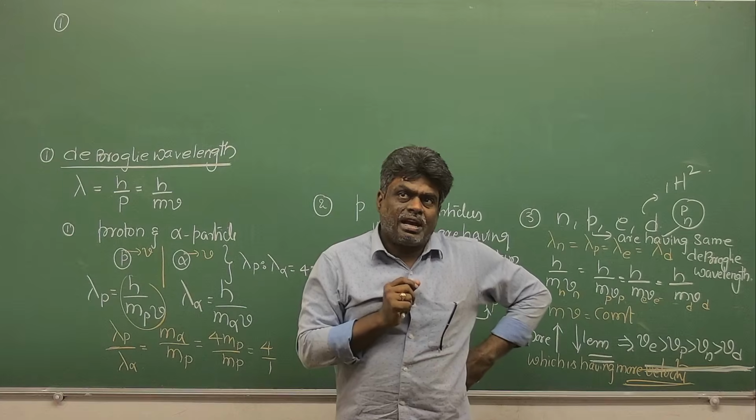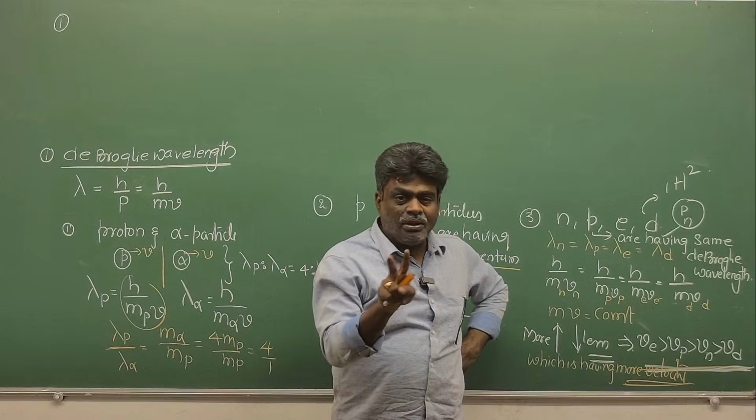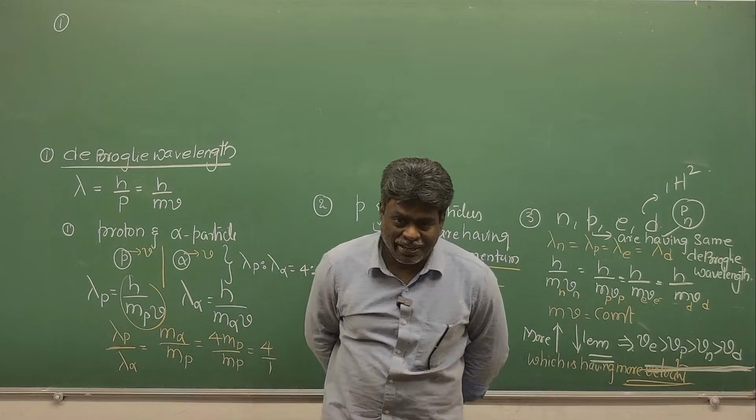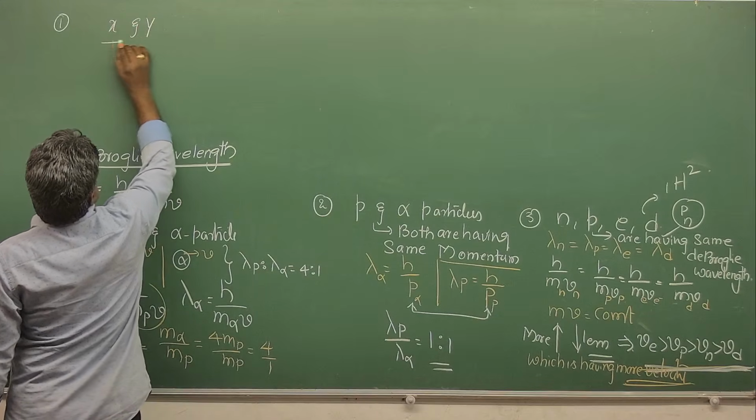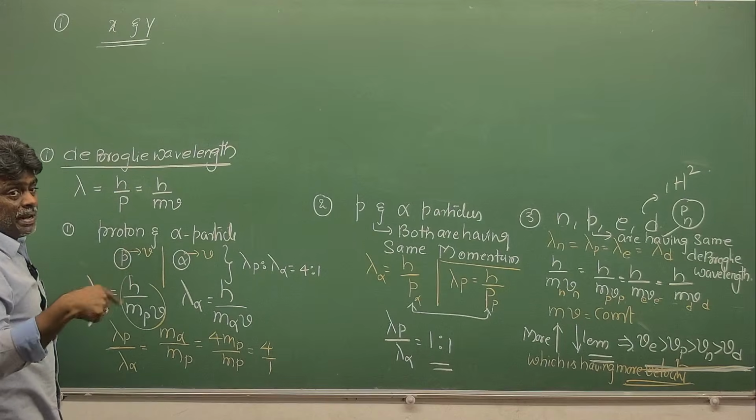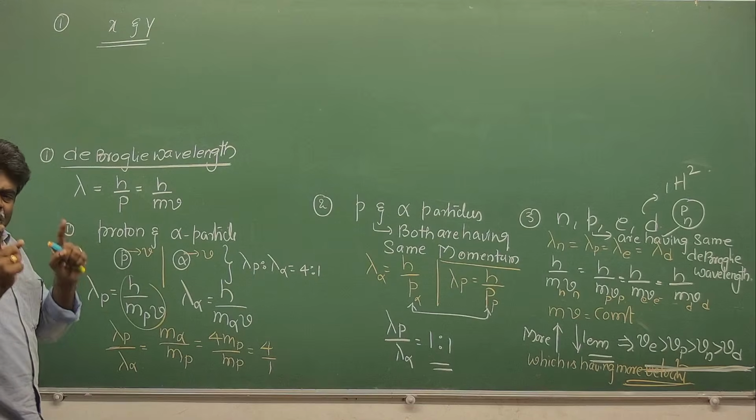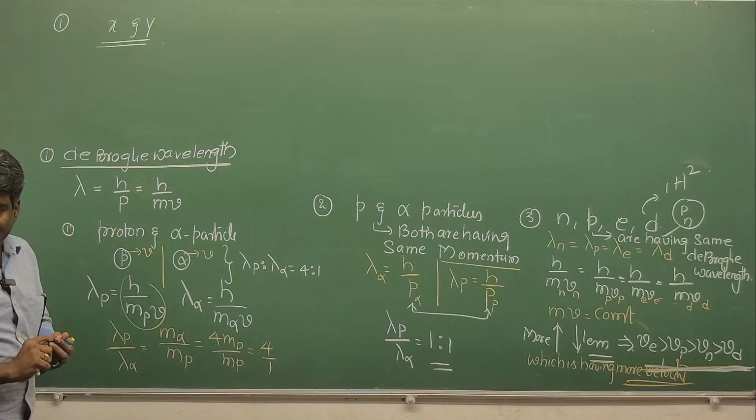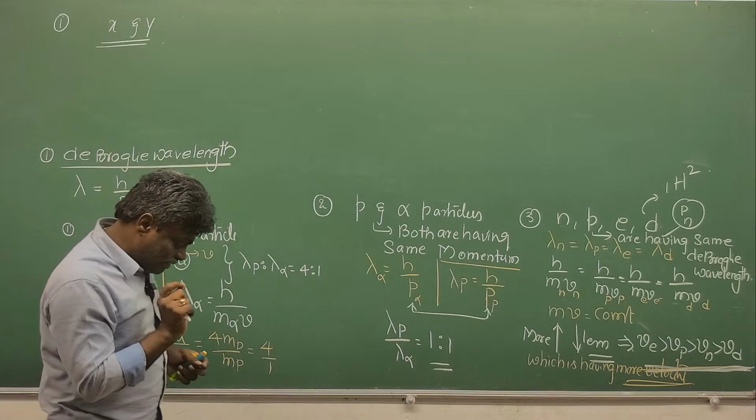Any question they are asking about a graph, generally they will ask the graph between two quantities. Now they are asking the graph between x and y. I'm explaining generally for any graph, x and y. What you have to do is, there must be a relation between x and y. Get that relation first. After getting the relation, you please check.